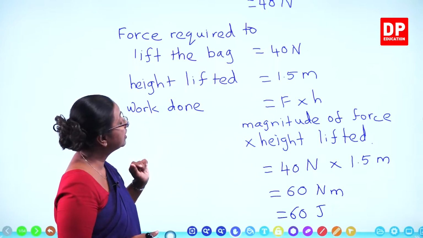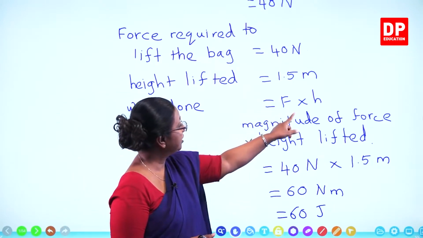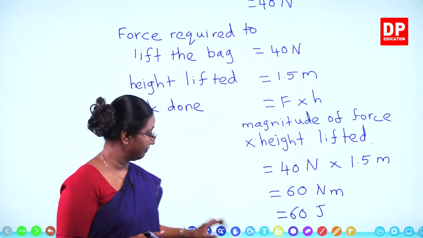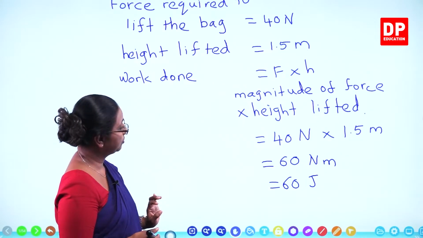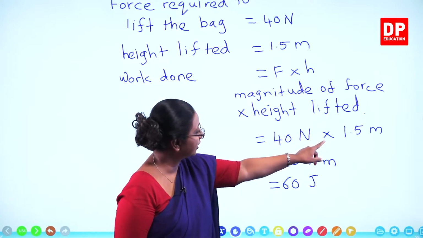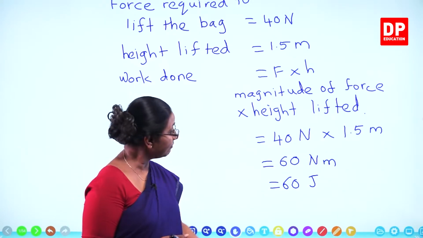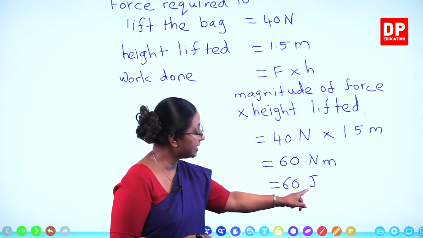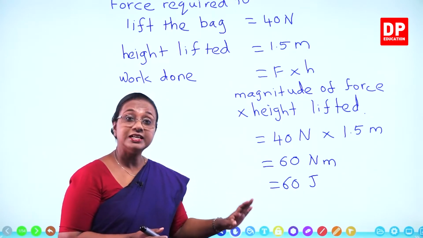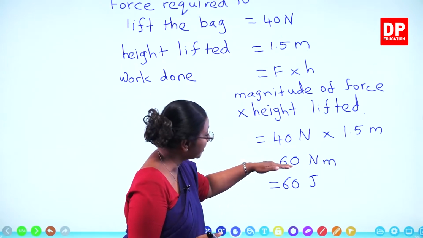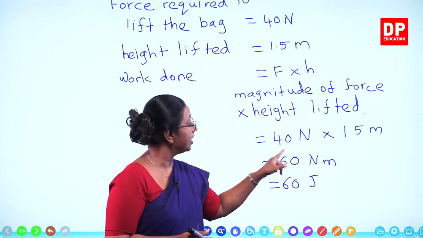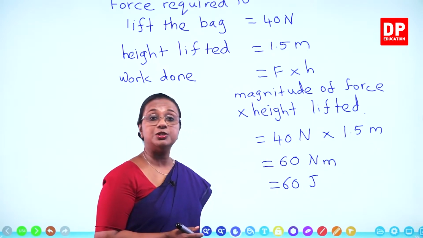So therefore, the work done is going to be F into H. F is the magnitude of force and H is the height lifted. So if you substitute there, you can see 40 Newton into 1.5 meters. That will be 60 Newton meters. That's equal to 60 joules. Here again, students, for you all to remember and recall what we have learned, I have written this step as well. Newton meters, that is equal to joule.